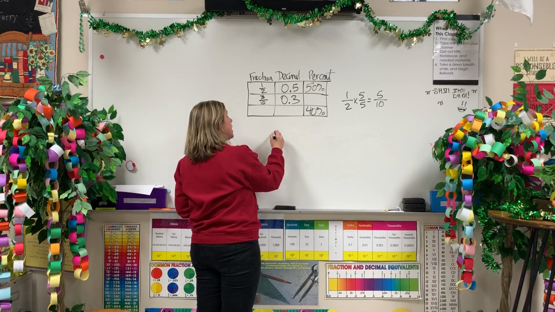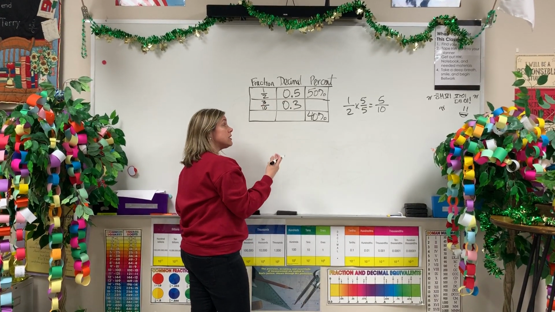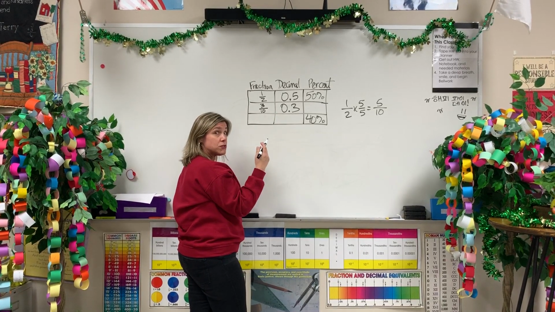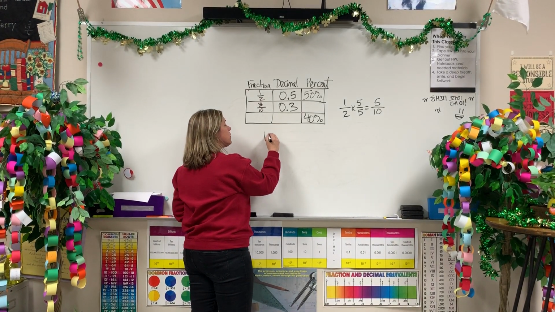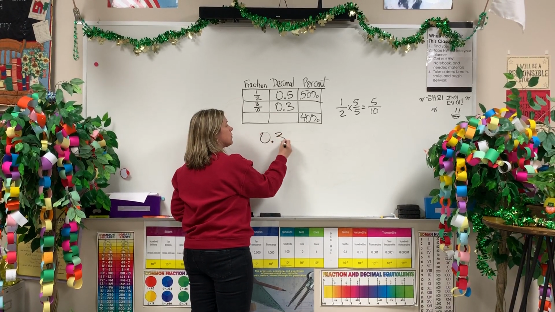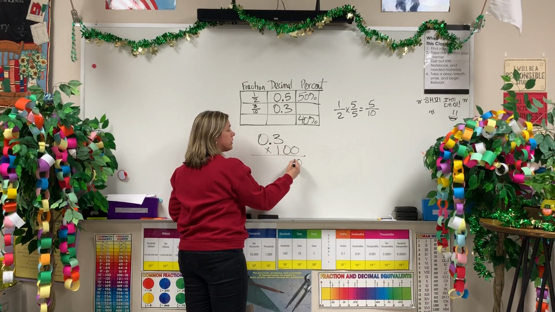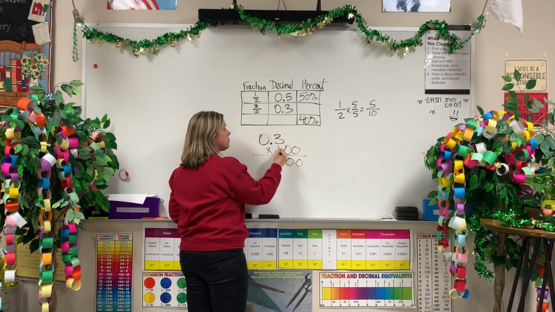Now, remember the way that we can change a fraction or a decimal into a percent is we multiply that decimal or that fraction times 100. So let's go ahead and put this 3/10 times 100. Hang those zeros over, bring them over. 1 times 3 is 3, 1 times 0 is 0.